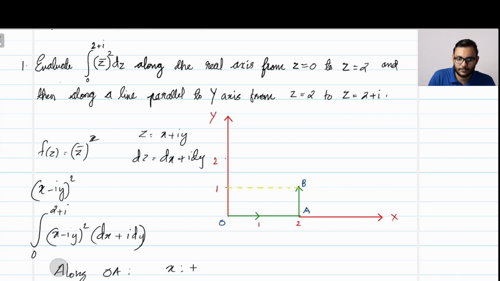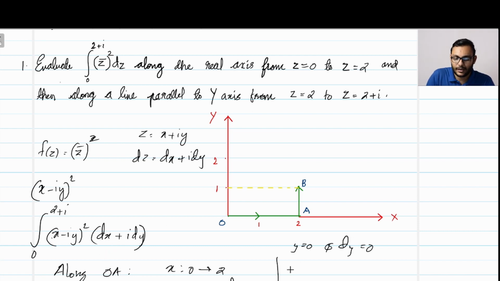x varies from 0 to 2 and y is equal to 0. Since y is equal to 0, which implies that dy should be equal to 0, we only want to solve for the x variable, because this is only varying in the x direction. In the y direction its value is 0 and its change is also 0. So y is equal to 0 and the change dy is equal to 0. So we only want to evaluate this x square into dx term only.